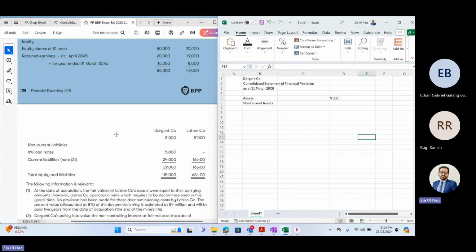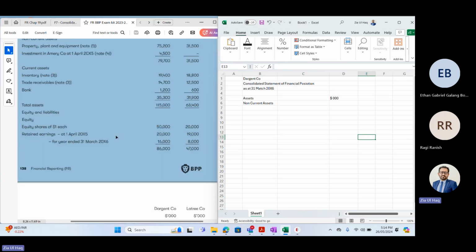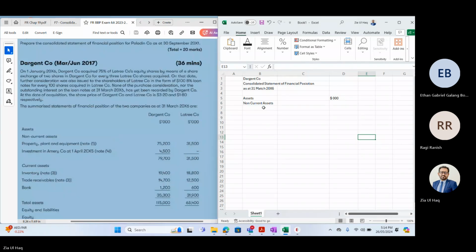Non-current liabilities, 8% loan notes in Dargent company, 5,000. Except this, they have issued more loan notes. And current liabilities, both companies are having, and there's some information. So let's make a format first. We know under non-current assets, we are having property, plant, and equipment.